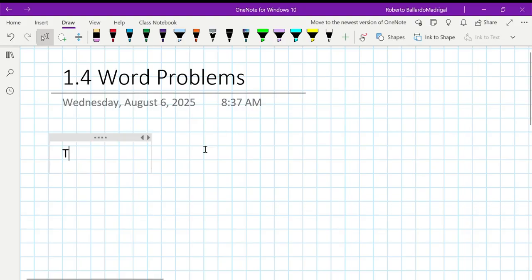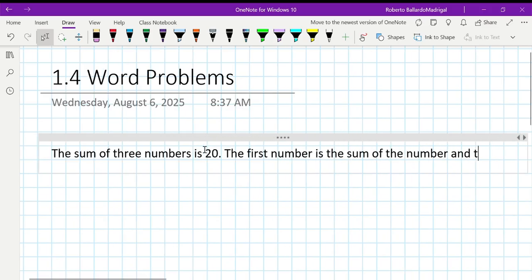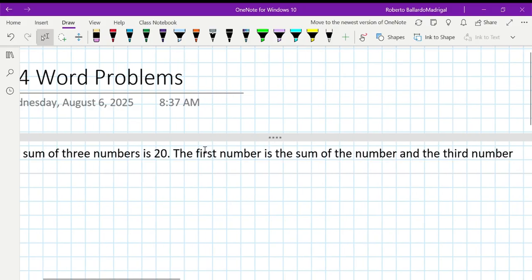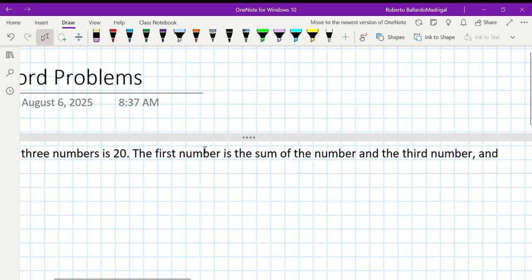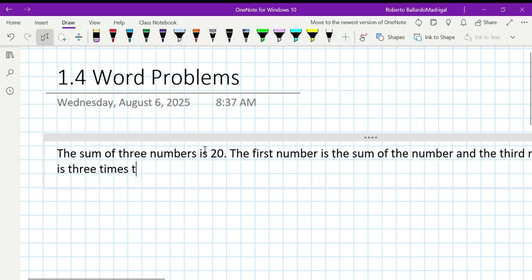It says the sum, I'll make this bigger by the way. The sum of three numbers is 20. The first number is the sum of the second number and the third number. Don't worry about copying this down. I'm going to resize it and everything right now. And the third number is 3 times the first number. Find all numbers.